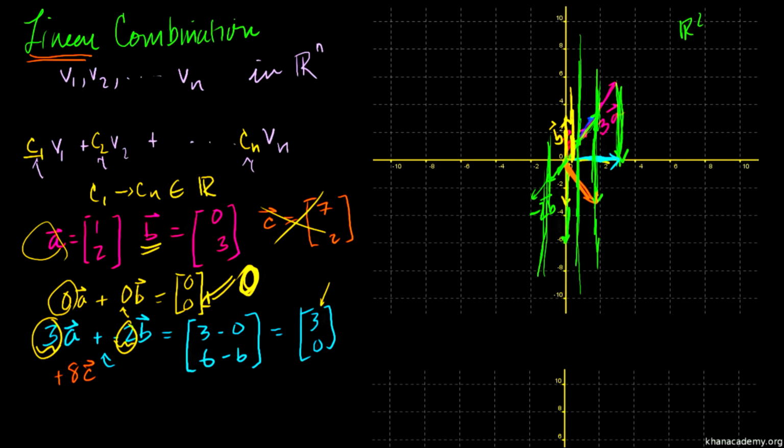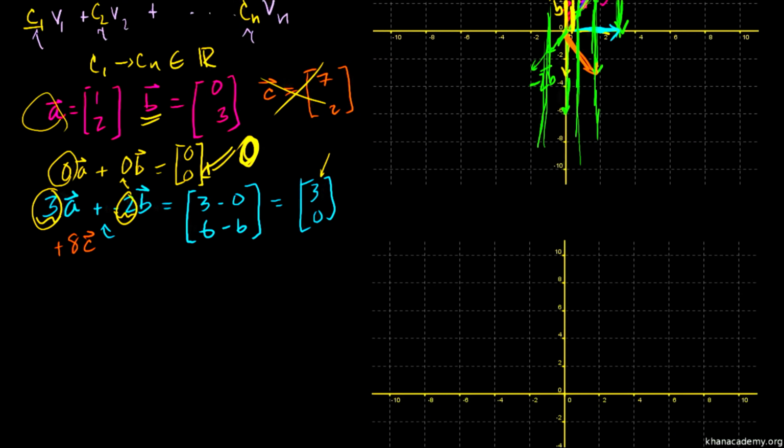So what we can write here is the span. Let me write this word down. The span of the vectors a and b equals R2, or all the vectors in R2, which is all the ordered tuples of two real numbers. So it equals all of R2. This just means that I can represent any vector in R2 with some linear combination of a and b.